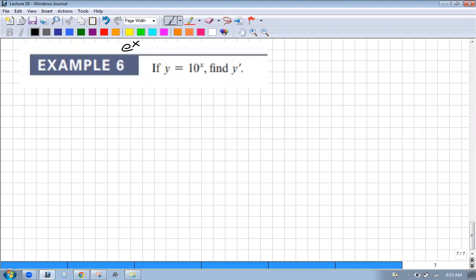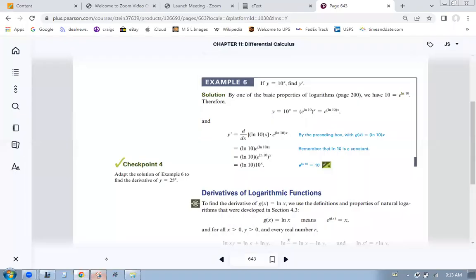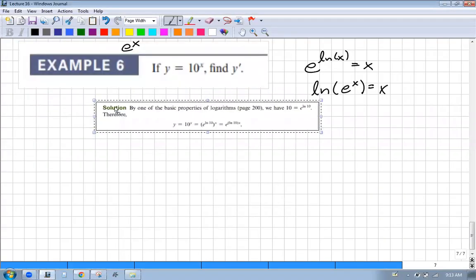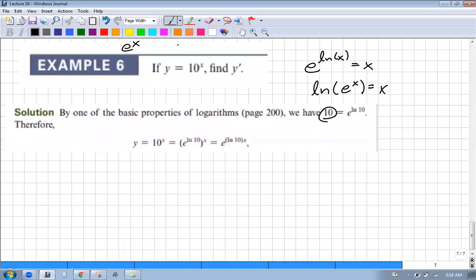Y'all familiar with logs? Logs are just the inverse of exponentials. So like e to the natural log of x is just x, or the natural log of e to the x is just x. Natural log is log base e. So they undo one another, right? So we can rewrite this guy. Here's your trick. The number 10 is just e to the natural log of 10, right? Because they undo one another. So this 10 to the x, just rewrite the number 10 as e to the natural log of 10.